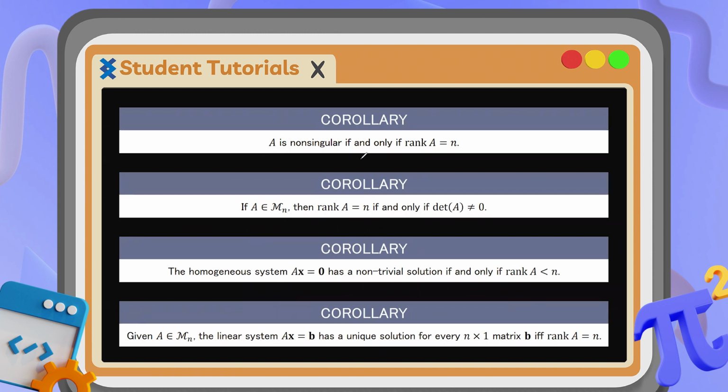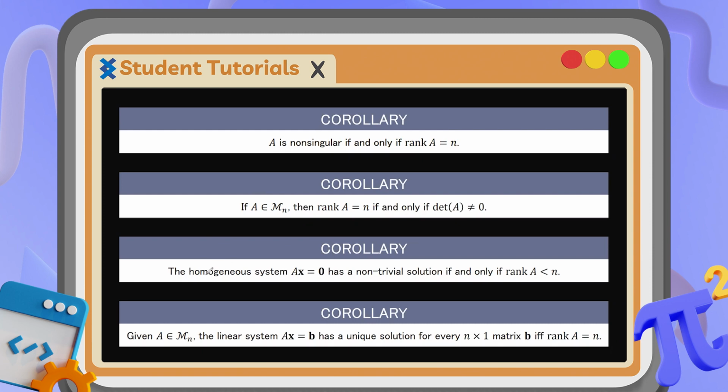A is non-singular if and only if rank A is equal to n. Another important corollary to remember is that if A is a square matrix, then rank A is equal to n if and only if the determinant is non-zero. The homogeneous system, A times x is equal to 0, has a non-trivial solution if and only if the rank is less than the number of columns.